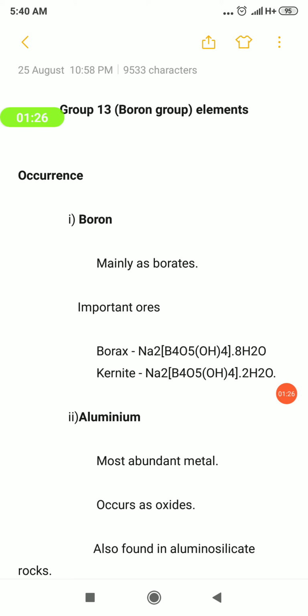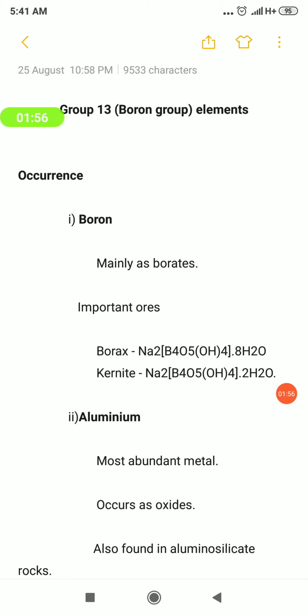And the important ores of boron are, there are two important ores given. The first one is borax and the second one is kernite. So it can be asked in exams. What are the important ores of boron? Borax and kernite. And also the formula for every ore is given. The formula for borax is Na2B4O5(OH)4·8H2O. This is the formula for borax.